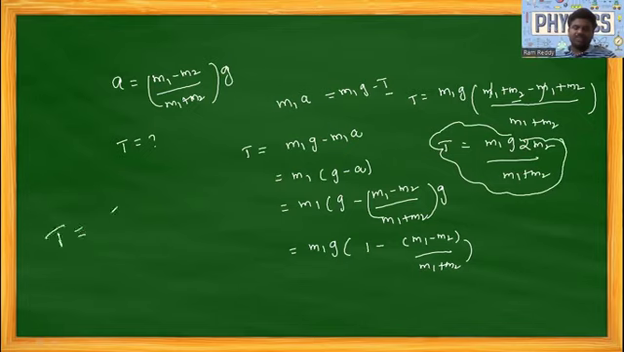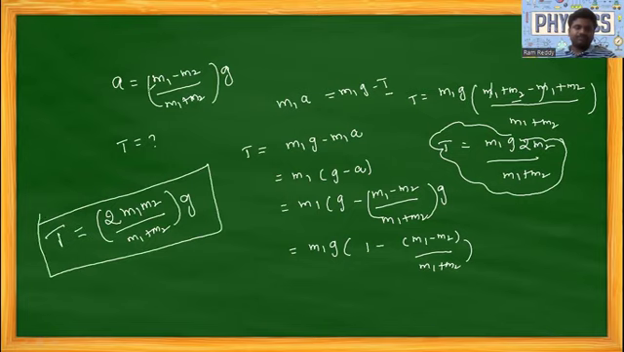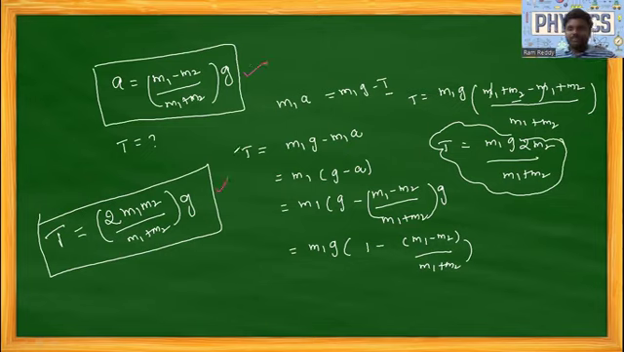Finally, our tension T is equal to 2 m1 m2 by (m1 plus m2) into g. That is our tension, and this is our acceleration. So with these two formulas we can solve problems easily. Now we'll see the previous year questions in the NEET exam related to this Atwood machine.